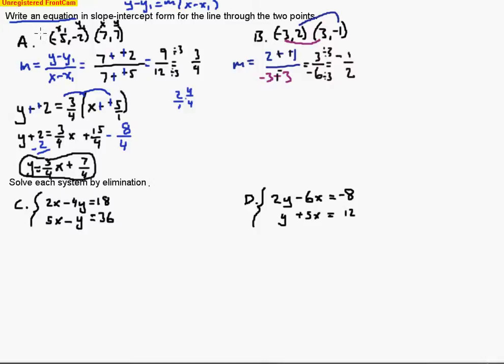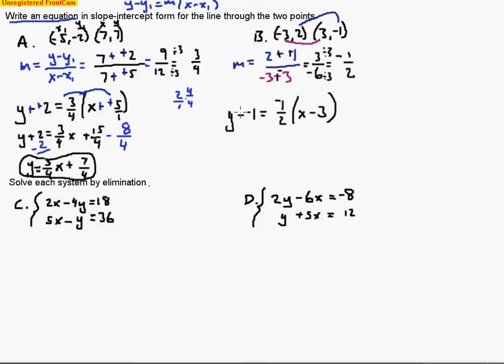Now I get to pick a point. Doesn't matter what point we pick, just pick one of them. So I'm going to pick this one here, 3, negative 1. So it goes y minus negative 1 equals the slope, which was negative 1/2, times x minus 3. So you go ahead and add the opposite and distribute. We'll see what we get.